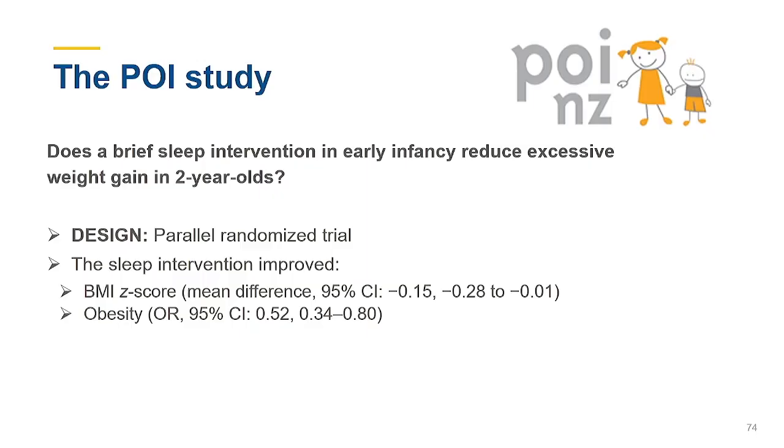So from a crossover trial to a parallel trial. The POI study was an effectiveness trial. It was actually also a factorial trial, but I'm only going to focus on one of the interventions, which was a brief sleep intervention in early infancy to reduce excessive weight gain in 2-year-olds. And this showed significantly lower BMI Z-score and significantly lower odds of obesity in the 2-year-olds that received the sleep intervention compared to those who did not.